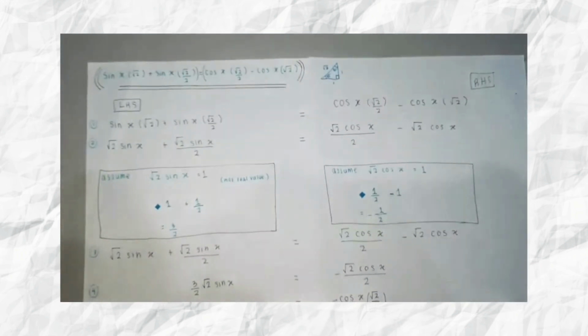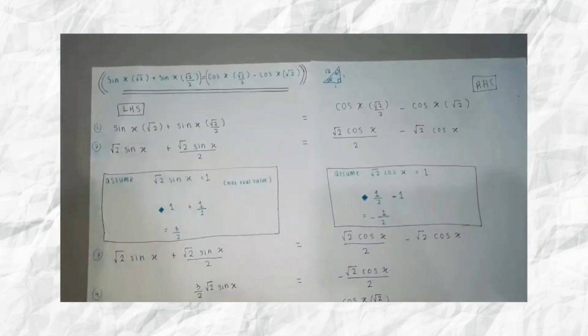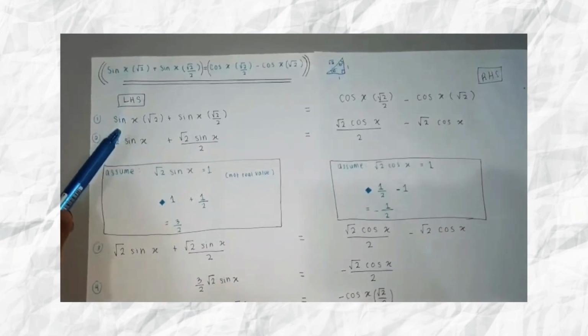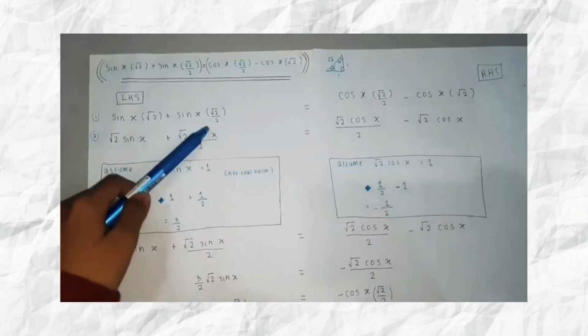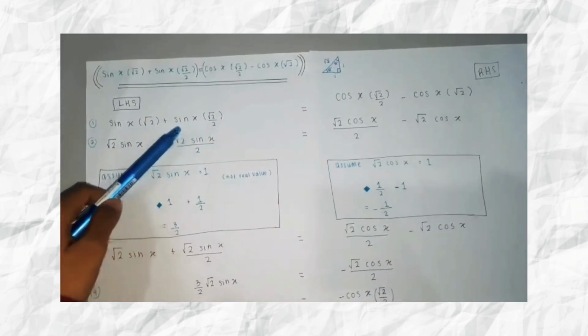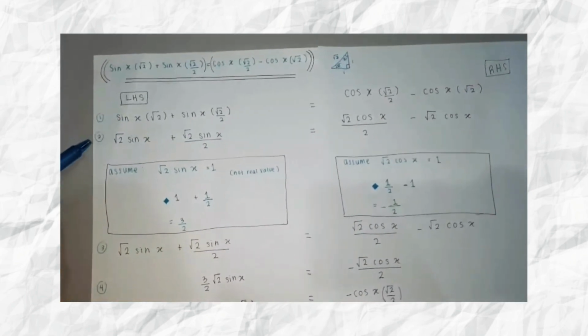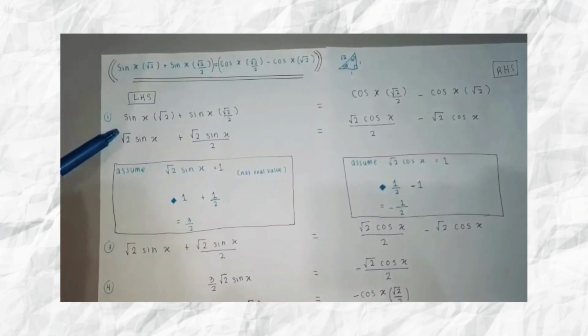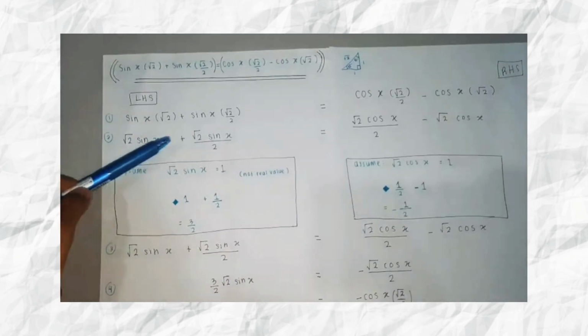So here you could see the left hand side is sin x squared 2 plus sin x squared 2 over 2. So I will solve it first. So here in the next step, I arrange it into another arrangement to make it more clear.